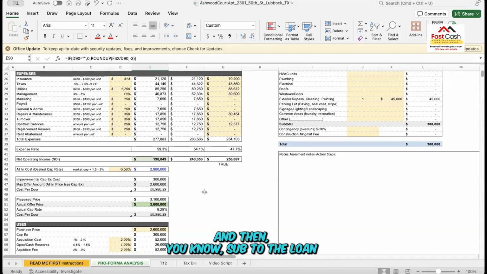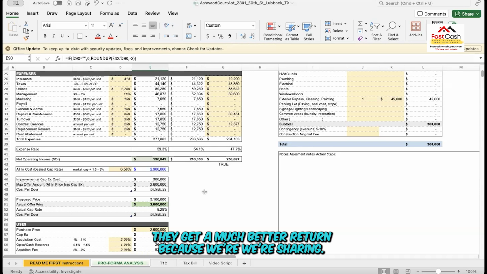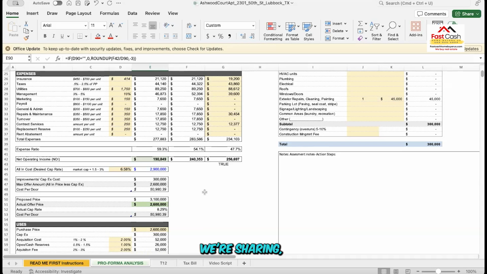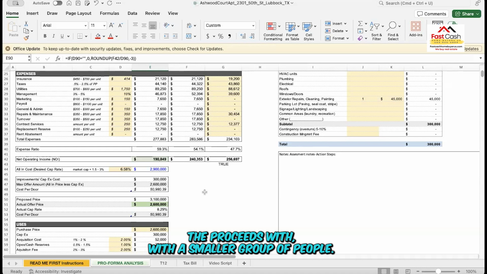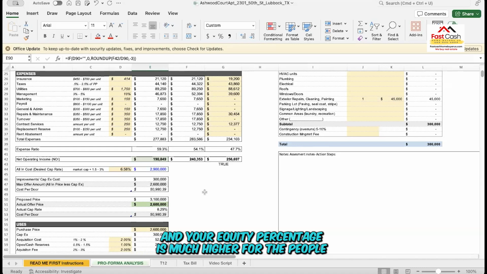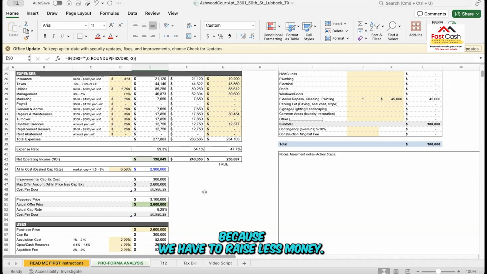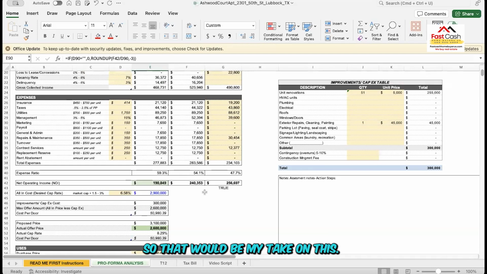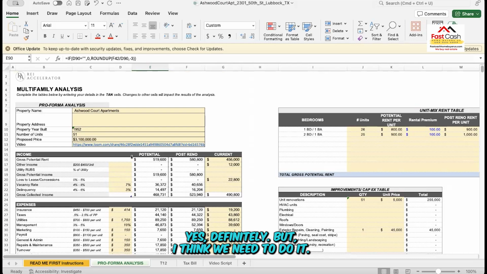And then, subject to the loan, we raise less capital, which means that for the people that we do raise capital from, they get a much better return because we're sharing the proceeds with a smaller group of people. Your equity percentage is much higher for the people because we have to raise less money. So that would be my take on this. Does that make sense? Yeah, it does make sense.